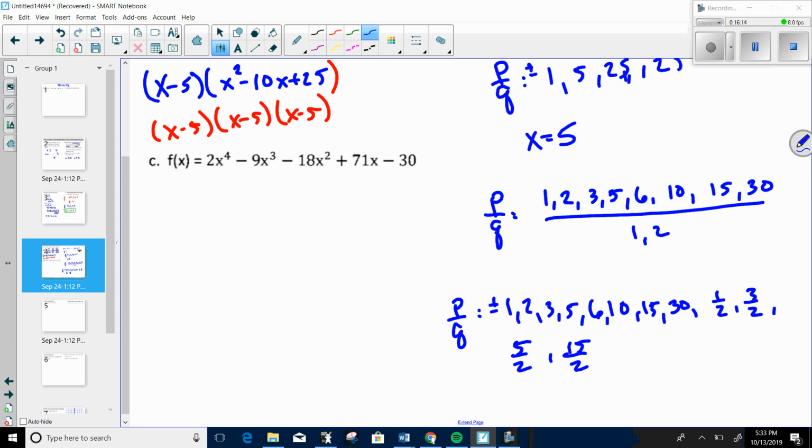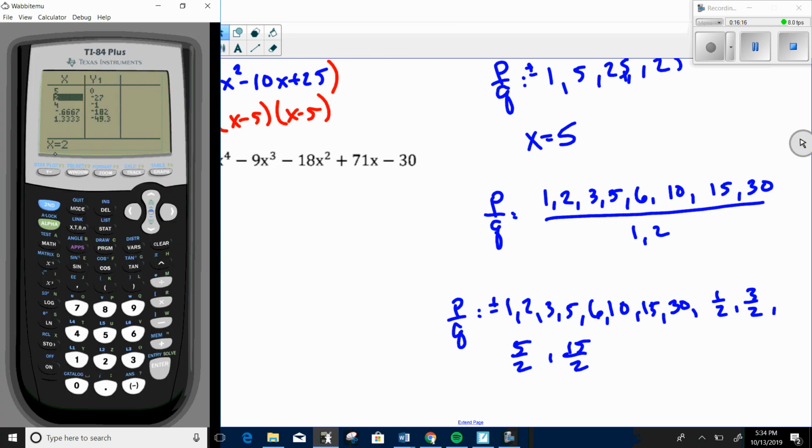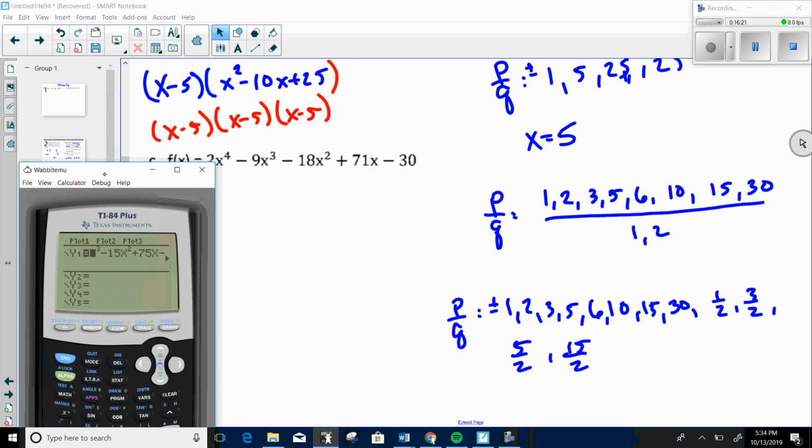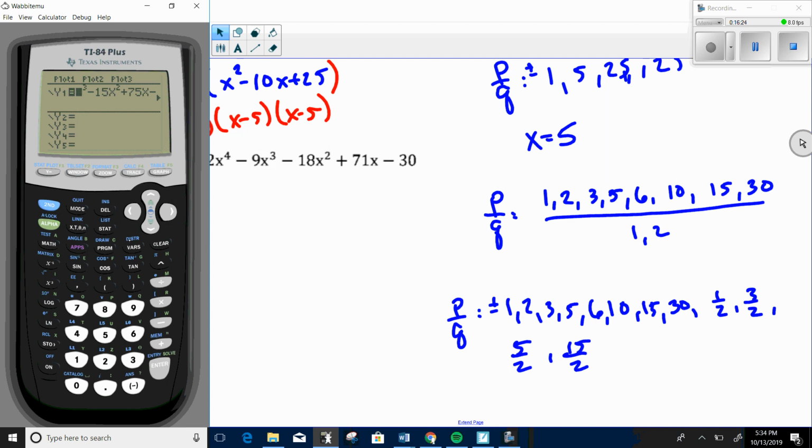So now what I'm going to do is I'm going to go to the graphing calculator. Okay? I'm going to type that equation in. And I need to make sure that I get it right. So it's 2x to the 4th. Go to the right. Minus 9x raised to the 3rd. Go to the right. Minus 18x squared. Go to the right. Plus 71x minus 30.